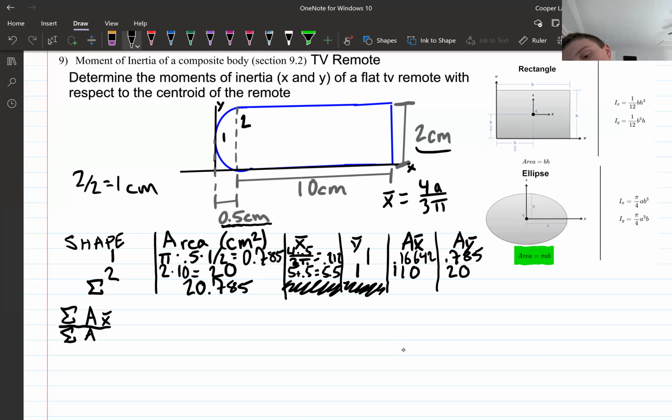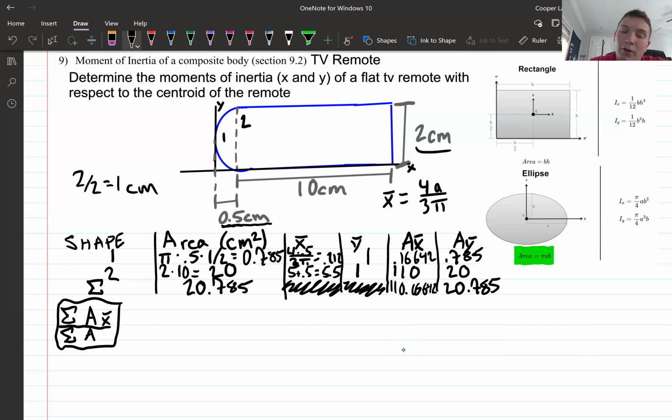I'm now going to do the same for AX. When I do that, I'm going to get 110.16642. Now I'm going to do the same for A times Y bar. When I do that, I'm going to end up, A plus Y bar, my bad, and get my totals for there. It's going to be 20.785. So now I'm going to be using this formula here that I already wrote down to solve out and try to get my answers.